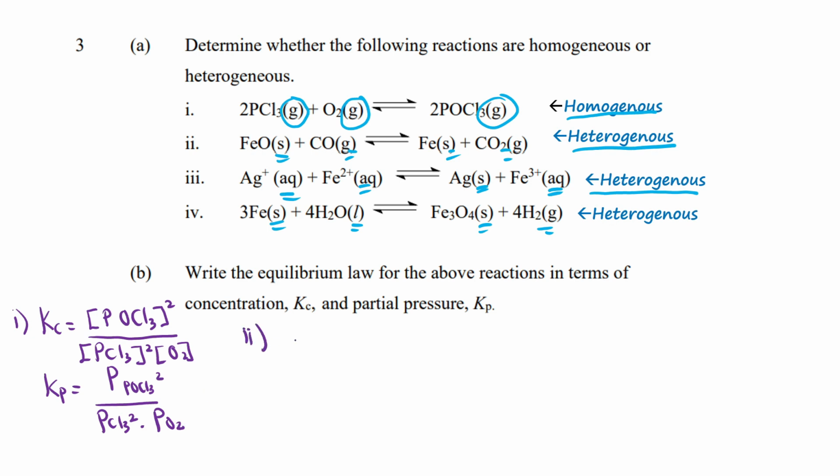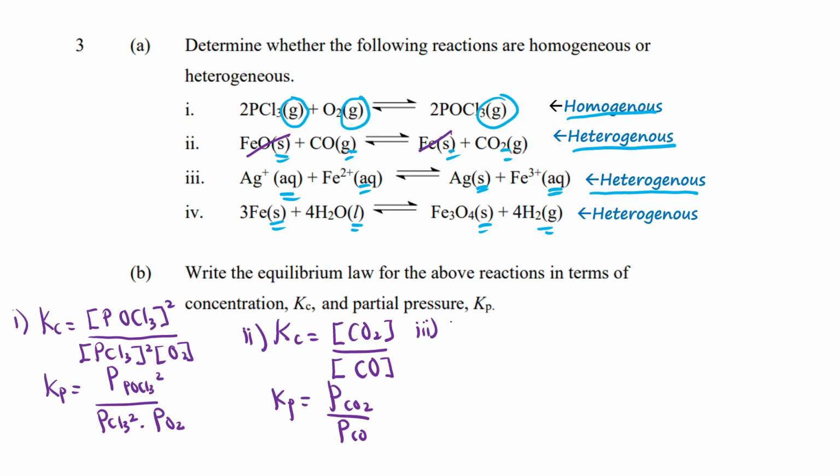For question 2, Kc kita just tengok solid, gas. Untuk solid kita exclude, just masuk untuk gas. So Kc is equal to concentration of CO2 over concentration of CO. While for Kp is partial pressure of carbon dioxide over partial pressure of carbon monoxide.